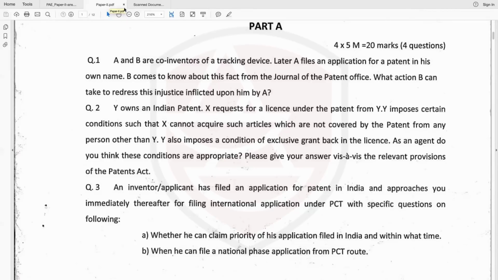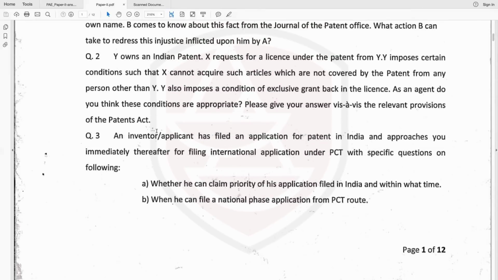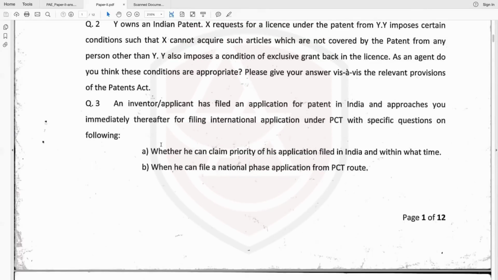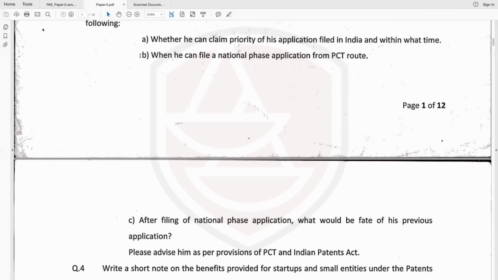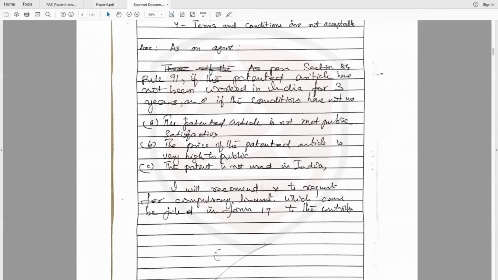So moving on to the third question. The third question relates to an international application filed under a PCT. So the applicant files a patent application in India and then approaches you, the patent agent, to file an international application under the PCT. So he has some specific questions on the following. The first one was whether he can claim priority on his application filed in India and within what time. Second, when he can file a national phase application from PCT route. And third, after filing of national phase application, what would be the fate of his previous application? So let's see how the candidate has fared in this.